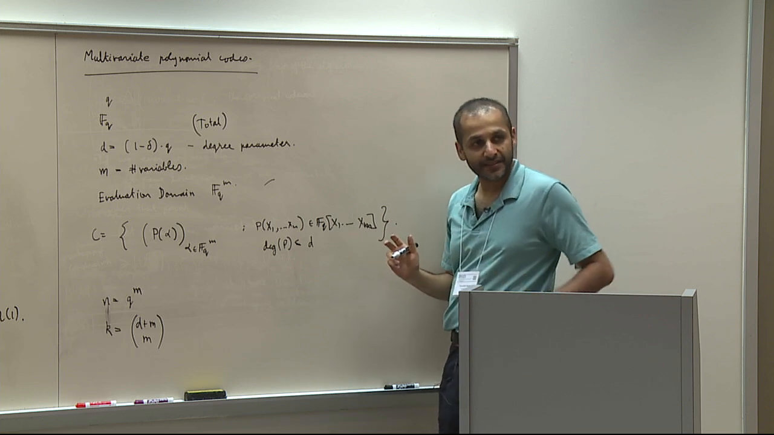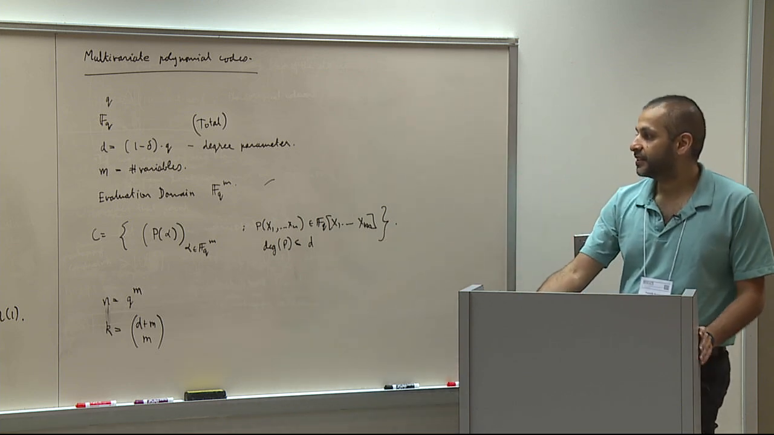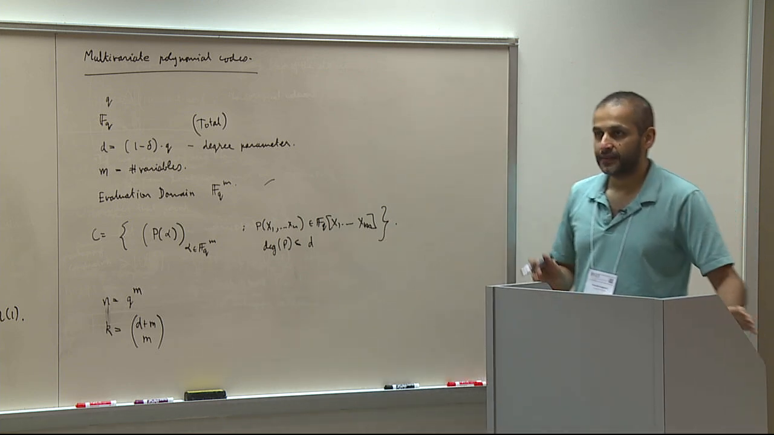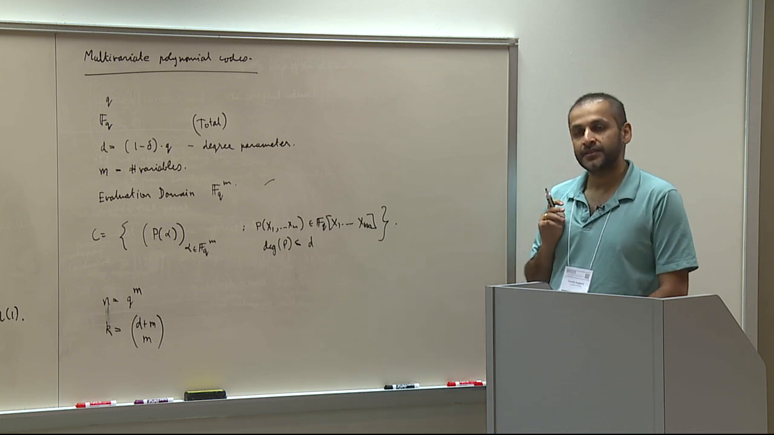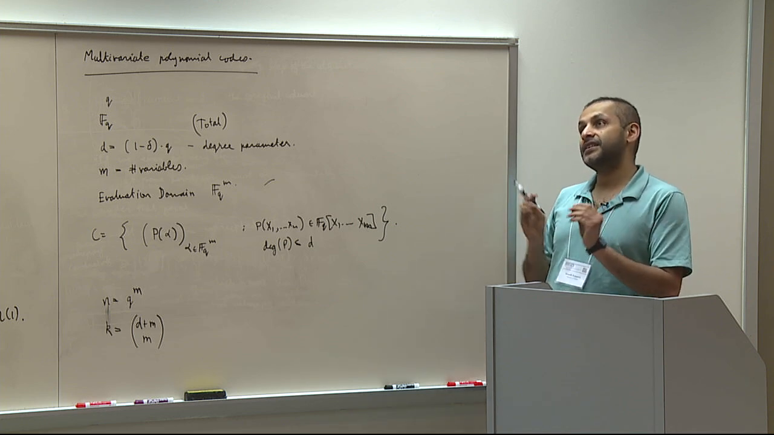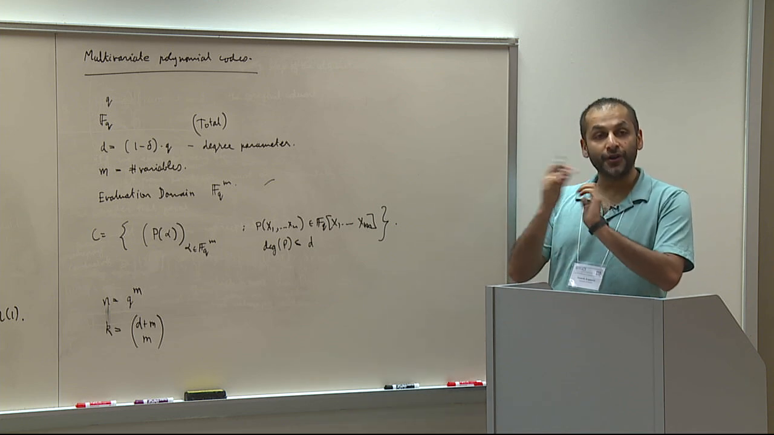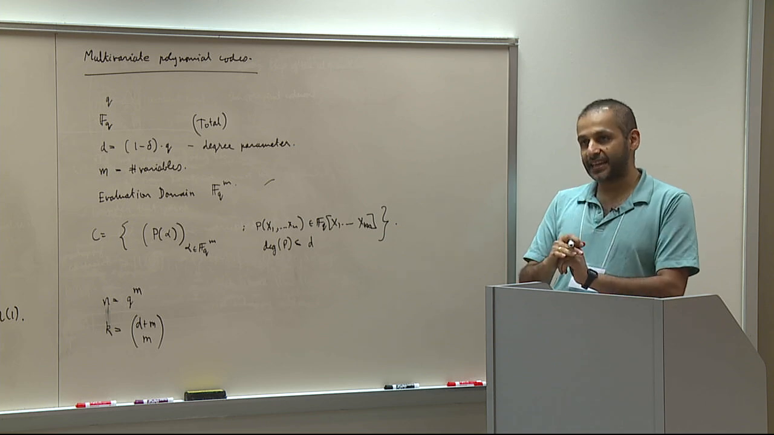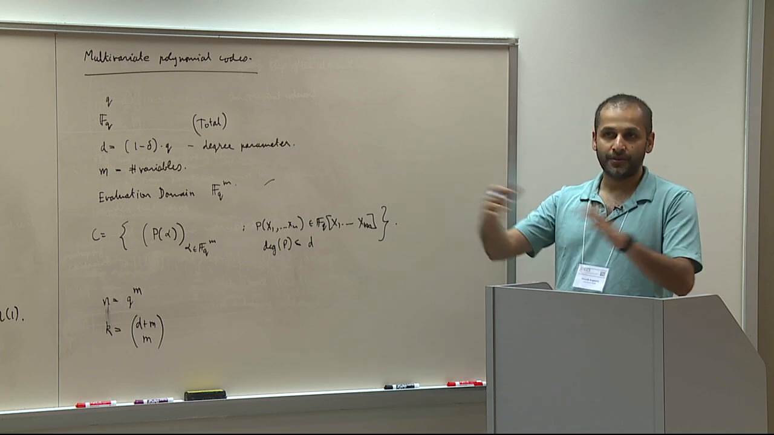What's the distance? It is determined by the maximum number of non-zeros that a polynomial of degree d can have on F_q to the m.